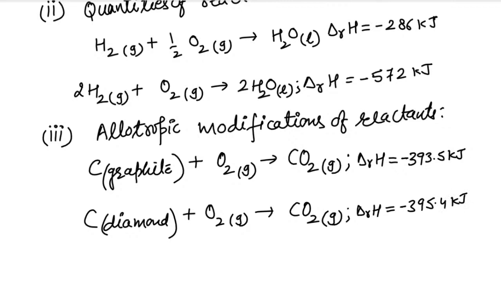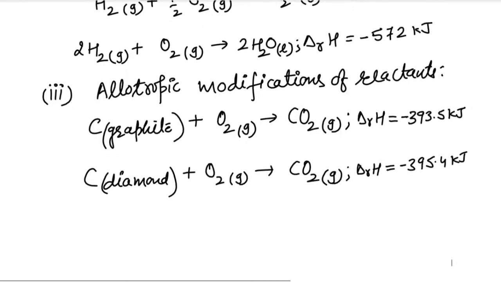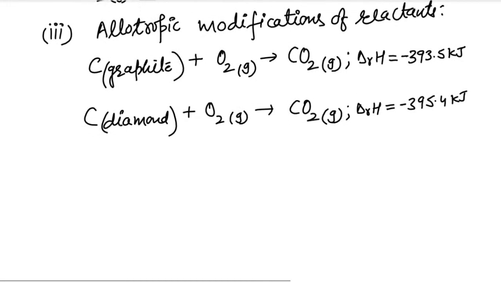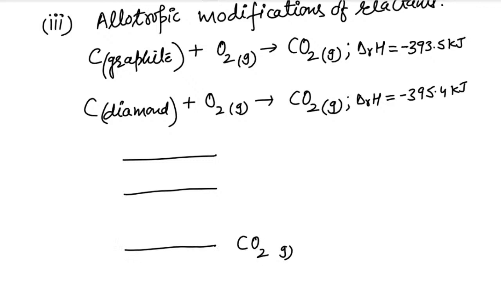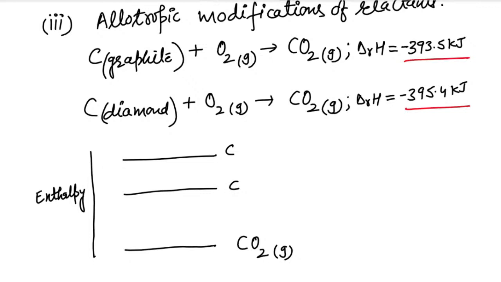So tell me, which allotrope is more stable, diamond or graphite? Which is less energetic? Out of carbon and graphite, which one is more energetic? See, this is CO2 gas. Enthalpy. Now tell me, out of diamond and graphite, these values are given to you. See, these are the values. So, which one is higher energy? Diamond or graphite?